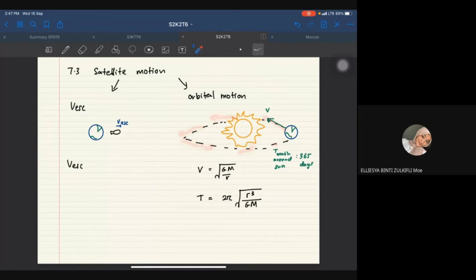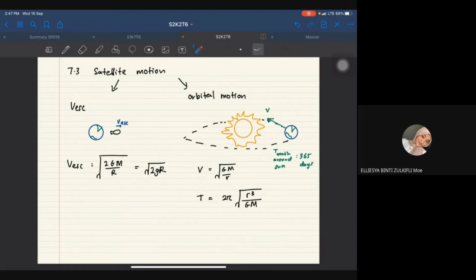We have a formula. V equals square root of 2GM over r, equals square root of 2gr. Okay.